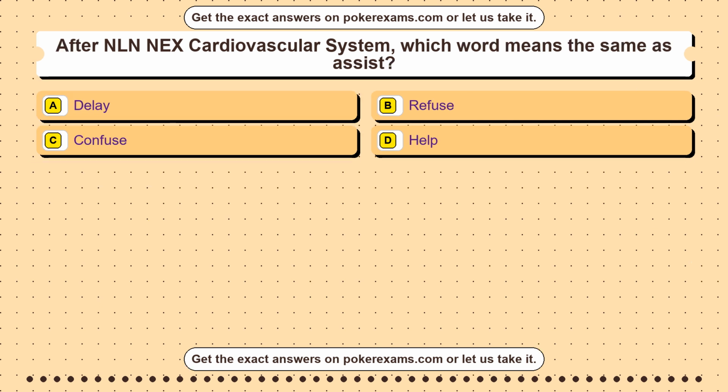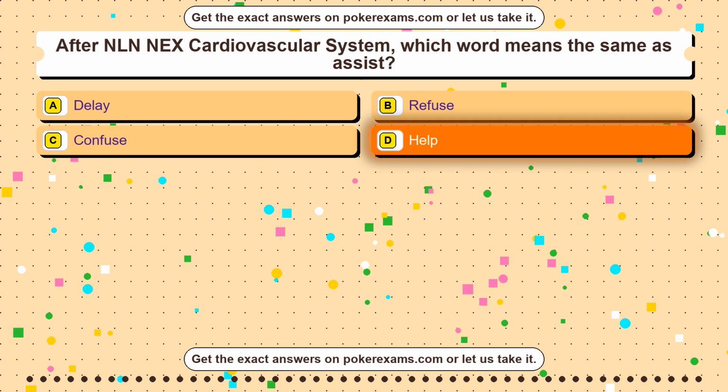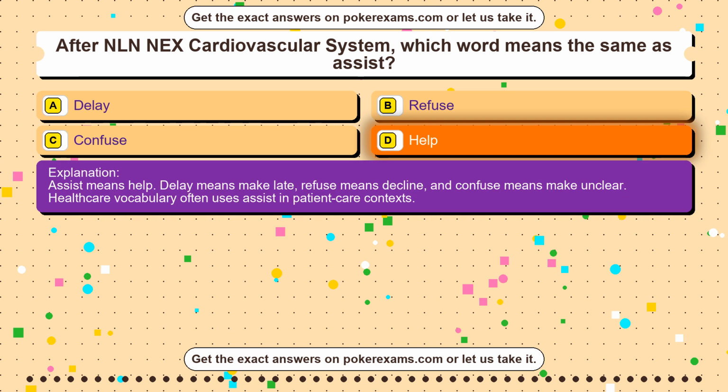Question 6. After NLN NEX Cardiovascular System, which word means the same as assist? Option A, delay. Option B, refuse. Option C, confuse. Option D, help. The correct answer is option D, help. Assist means help. Delay means make late, refuse means decline, and confuse means make unclear. Healthcare vocabulary often uses assist in patient care contexts.